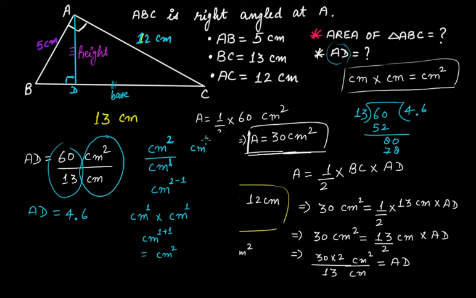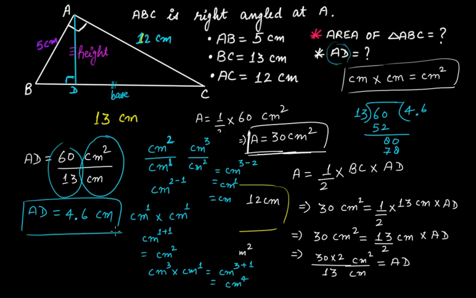If it was like this, centimeter cube, that is raised to the power 3, and this was centimeter square, then 3 minus 2, you get centimeter to the power 1 or simply centimeter. If it was centimeter cube times centimeter, this you can think of as centimeter to the power 1. So centimeter 3 plus 1, this gives you centimeter to the power 4. Okay, so simply 4.6 centimeter. This is the answer.